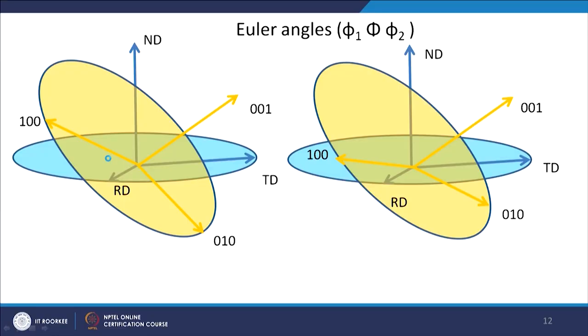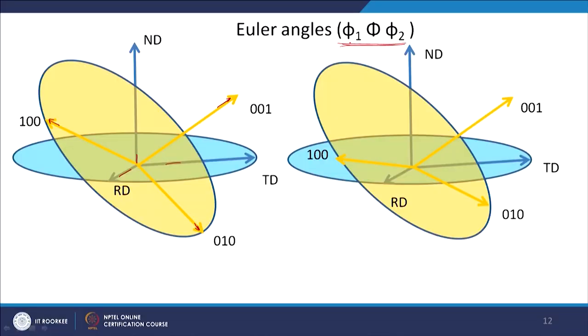So, I will show you how we understand the ODF. But before going there, I will first show you what we mean by Euler space or Euler angles. Basically it is like this, you have two frames. One is your sample frame, which is RD, TD and ND, and there is another frame which is your crystallographic axes. So, you have the 100 axis, 010 axis and 001 axis. Now, as you can understand, my unit cell is not aligned with the sample geometry. It is randomly oriented in space.